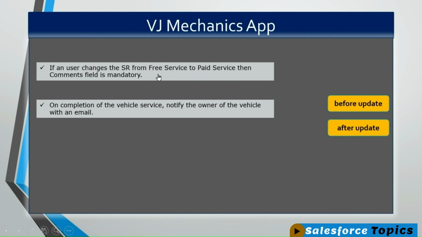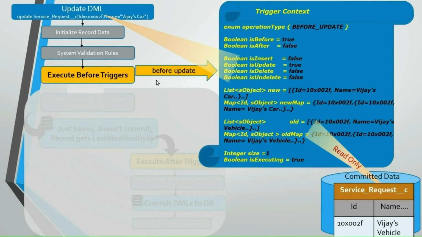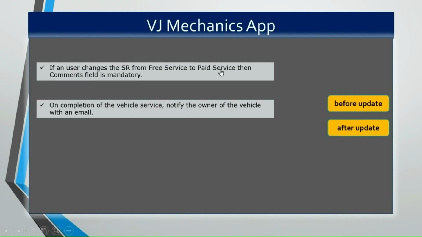For the first requirement, the user is changing from free service to paid service, and in that case comments is mandatory. That means we are updating the comments field of the service request. For this requirement we can't take after update, because in after update we get new and new map as read only, and we cannot modify the comments field for this record. Moreover, it has already been saved prior to this step. For this requirement, the before update trigger event perfectly suits, because we have to update the comments field, and if we update the comments field in this step, it will be taken into the next save operation and then the commit step. So for the first requirement, the perfect match is before update.